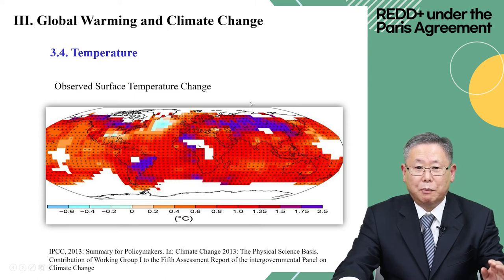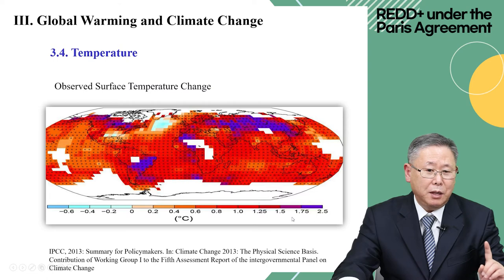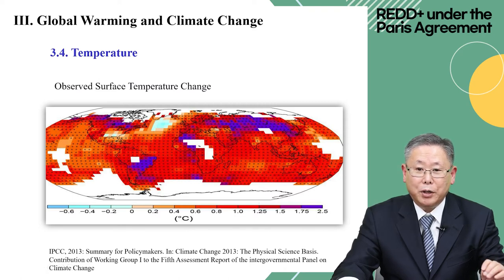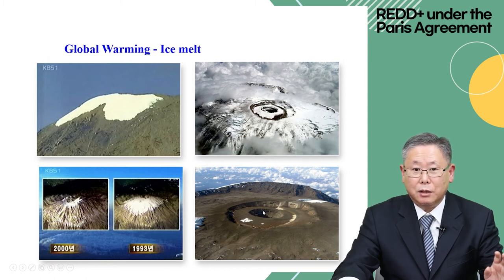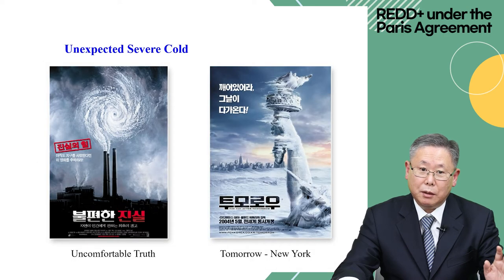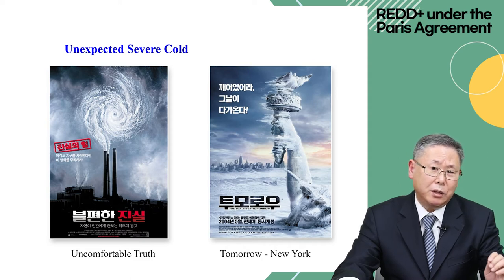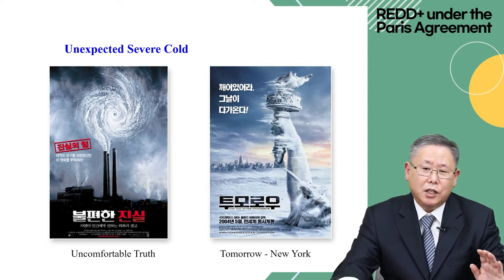You know, see the observed surface temperature changes. But the thing is, some areas, the temperature goes very high compared to other areas. We know the global warming ice melt. There was some ice on the peak, but all this ice disappeared due to global warming. Temperature rises. At the same time, some other regions, areas, we faced unexpected severe cold.